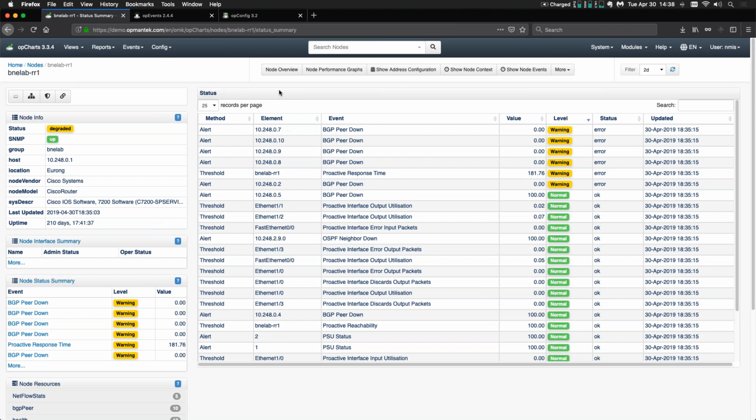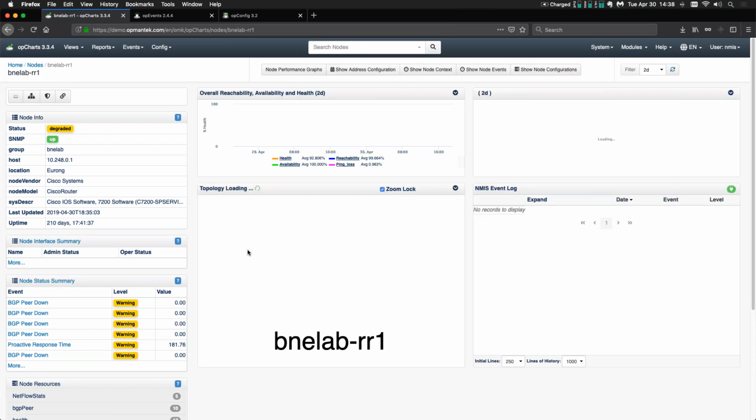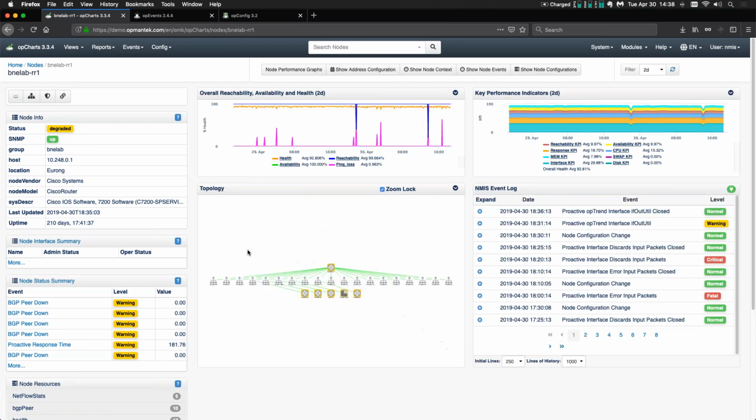When it comes to things like response time, generally response time is driven by system load. And so I might want to look at things like overall reachability and availability. So I can see over the last 8 hours, I've had some ping loss, I've had some reachability issues. I can see these over here in my KPI indicators as well.